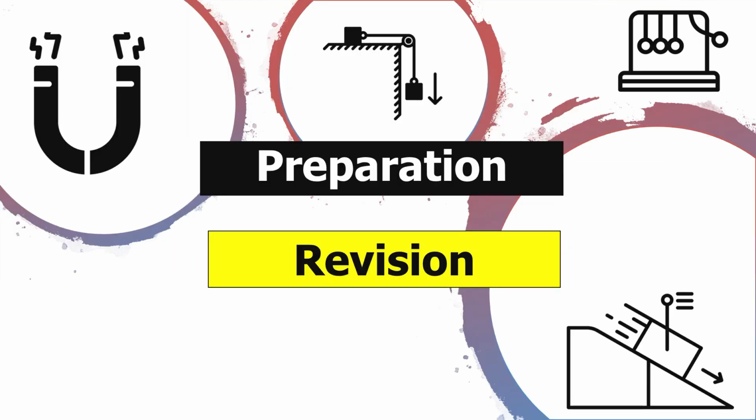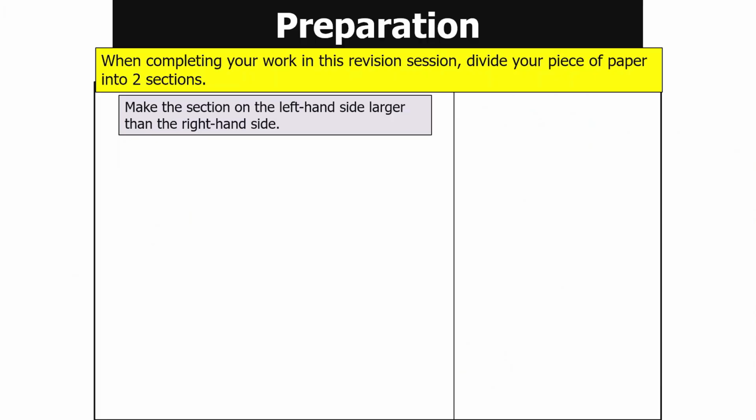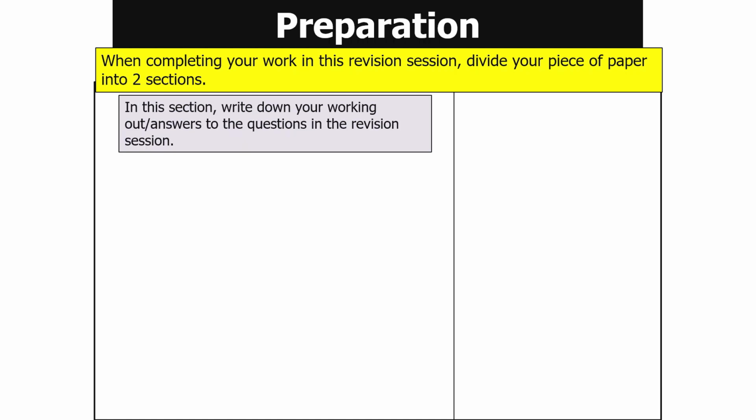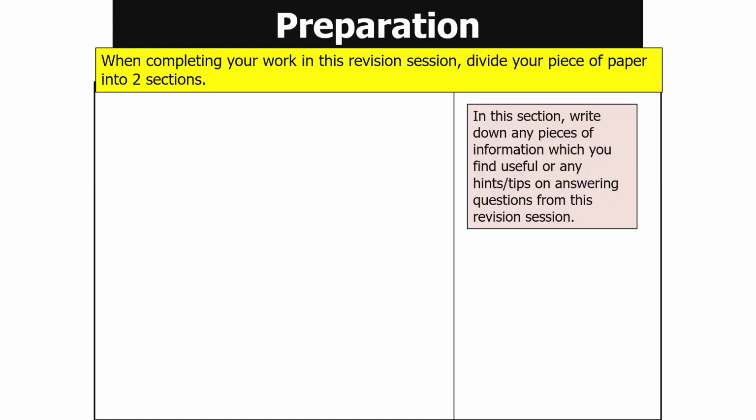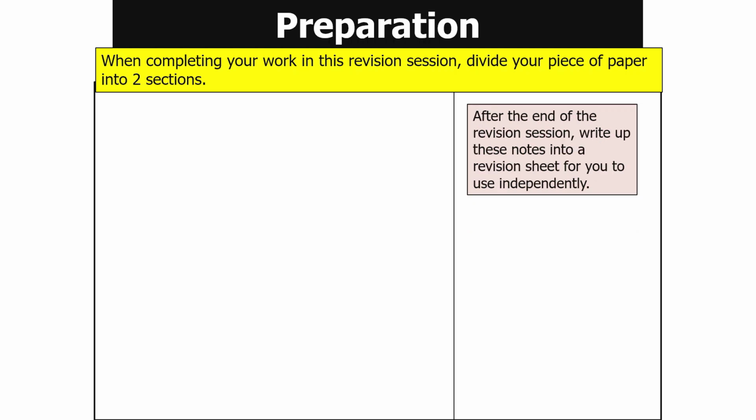So how do you prepare for this revision session? When you complete your work in this revision session, divide your piece of paper into two sections. Make the section on the left hand side larger than the right hand side. In this left hand side section, write down your working out and answers to the questions in the revision session. Make sure to write in full sentences and show your full working out. In the right hand side, write down any bits of information which you find useful, any hints and tips on answering questions from this revision session. After the end of the revision session, write up these notes into a revision sheet for you to use independently.